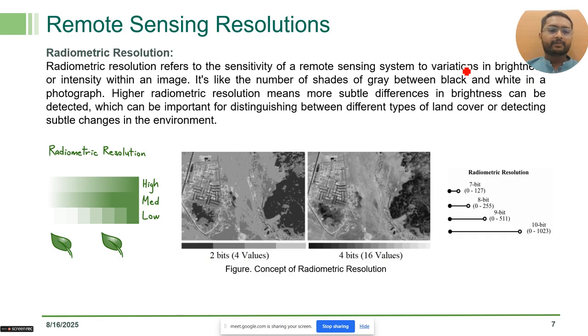Radiometric resolution is represented in terms of bits, the spatial resolution in terms of meters or any linear unit of measurement, and temporal resolution in the number of days. So if we have just one bit of imagery, we can say it is 2 raised to 1. Basically, if we have one bit of radiometric resolution, it can store data up to 2 to the power 1.